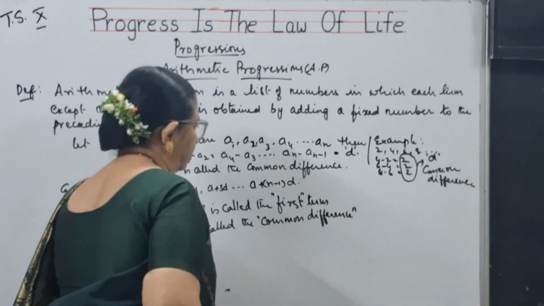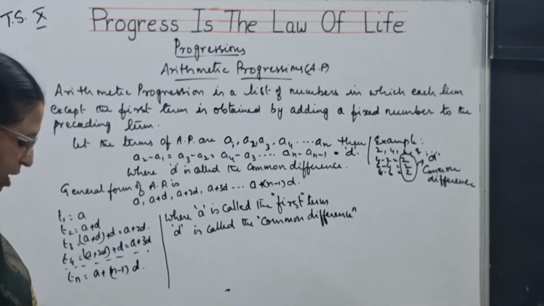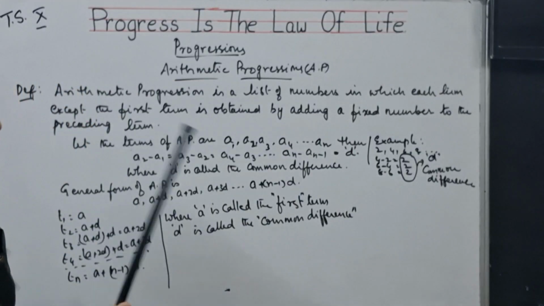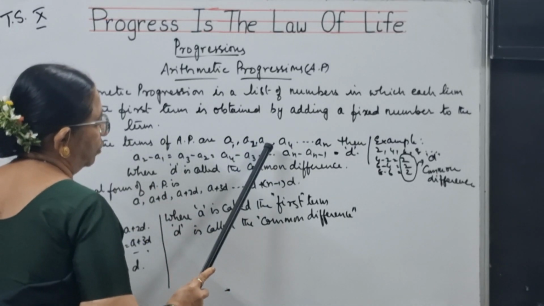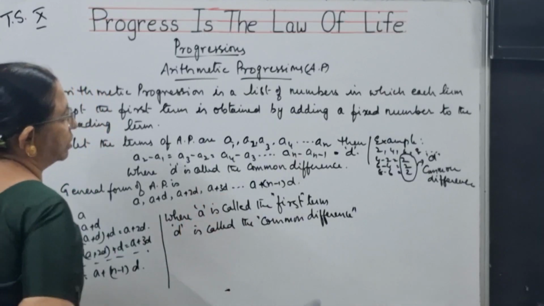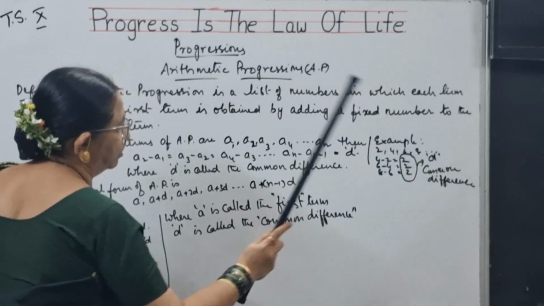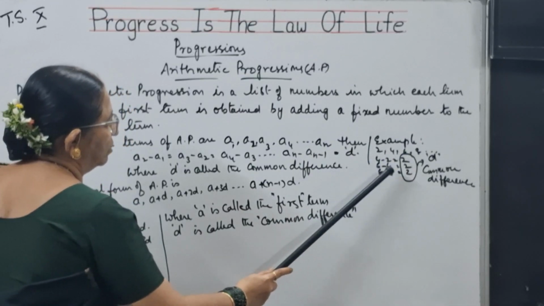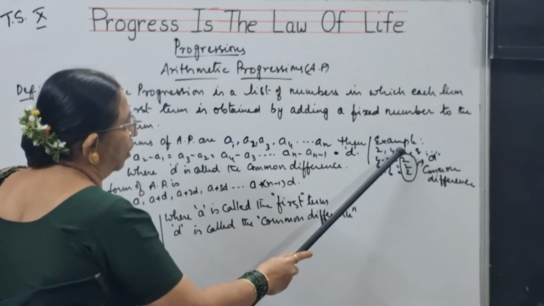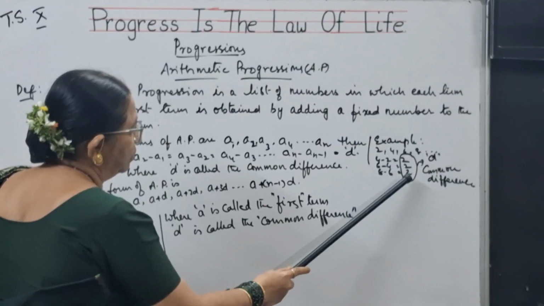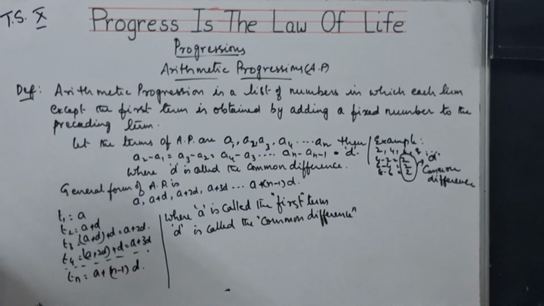This point can be explained by taking an example here. I have taken a sequence 2, 4, 6, 8, and so on. See, 2 becomes A1, 4 becomes A2, 6 becomes A3, 8 becomes A4. If I take A2 minus A1, 4 minus 2 is 2, then A3 minus A2, 6 minus 4 is 2, then A4 minus A3, 8 minus 6 is 2. So all these are giving the same value. This is called D, that is nothing but common difference, where D is called common difference.